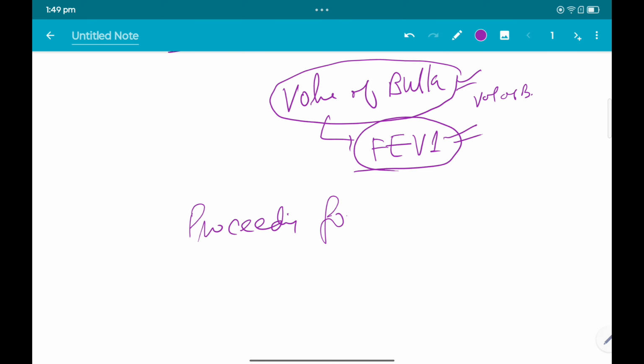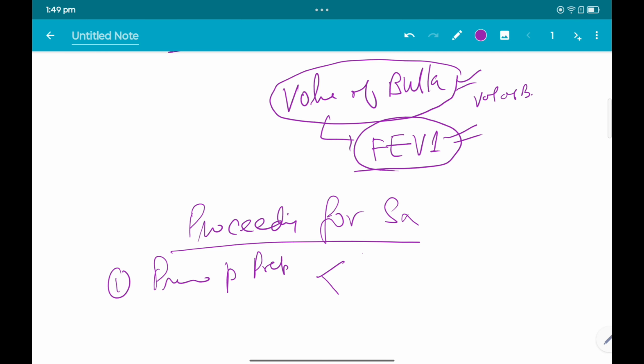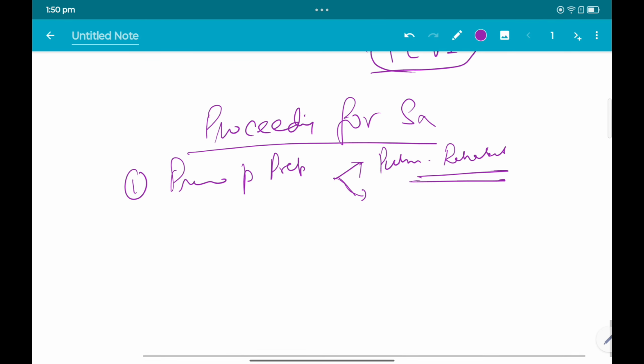Proceeding for surgery, how do we proceed? First thing is we do pre-op preparation. What is important in pre-op preparation? Pulmonary rehabilitation. We'll do deep breathing exercises, ask the patient to do deep breathing exercises, incentive spirometry and chest physiotherapy. We can also give a trial of steroids or bronchodilators, or we can go for bronchoscopic toileting if there is excessive production of sputum. Second thing that you need to do is preoperative anesthetic considerations.